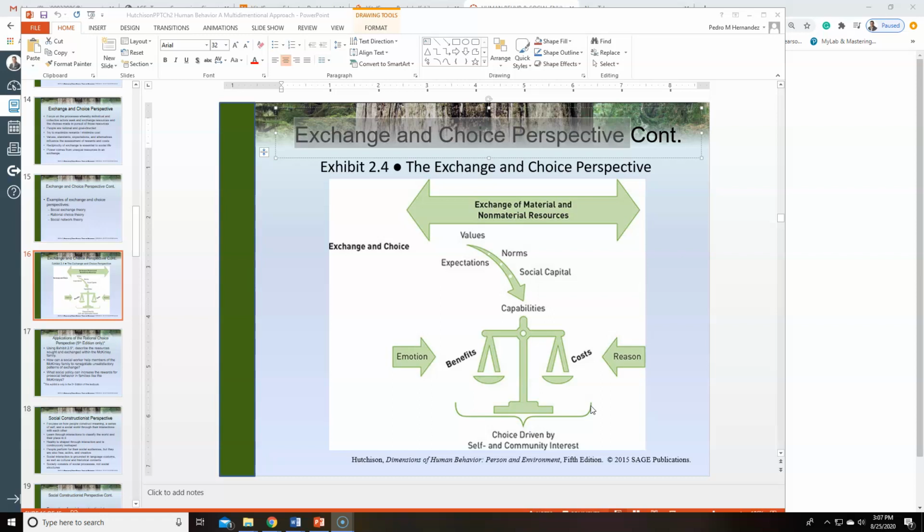expectations. Obviously for all of you, you had the expectation to go to college. Well, you did because you have your bachelor's, right? And you have the expectation of completing your master's. Well, there is a cost, right, to going and getting more education. But you think that the benefits would overpower and be bigger than the cost. So you see here choice driven by self and community interest.